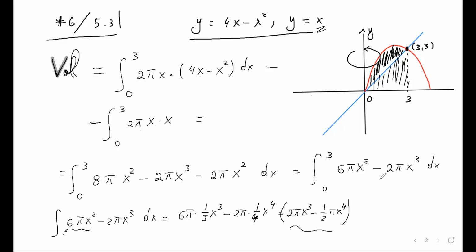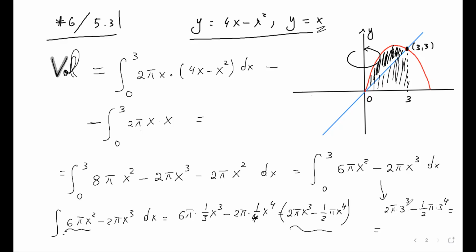And the integral here really is, we just have to plug in 3, because if you plug in 0, we get 0. So plug in 3, we end up with 2 pi times 3 cubed minus 1/2 pi times 3 to the 4. So that's going to be, well, a large number. So let's figure out 3.